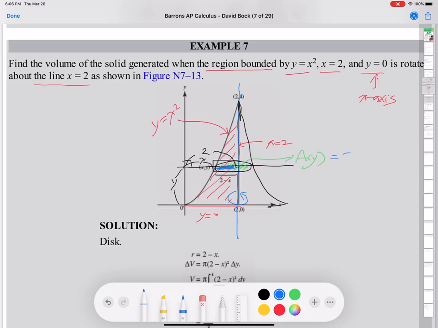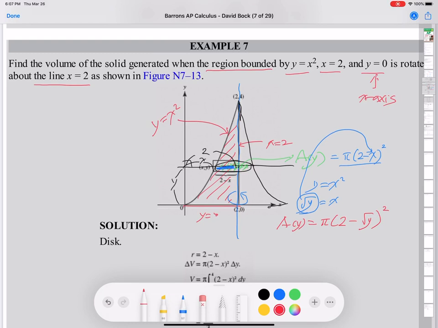So this part, the radius, is 2 minus x. So pi times (2 minus x) squared. That's the cross-section's area, right? But we have to find that area in terms of y. And y equals x squared, right? So what does x equal? The square root of y. So I'm going to substitute the square root of y for x. And then A(y) is equal to pi times (2 minus root y) squared.